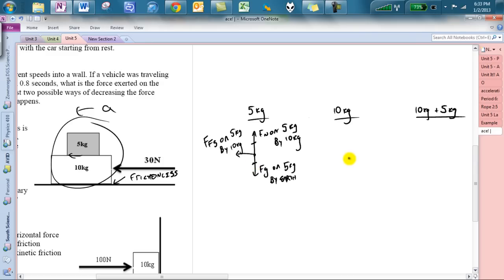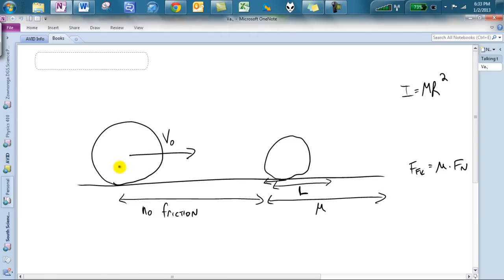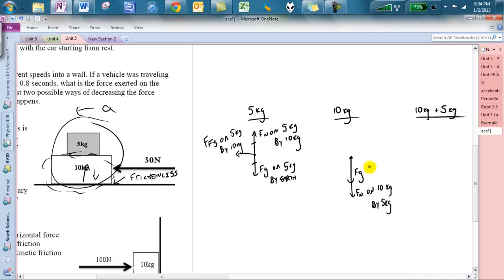The 10 kilogram box is kind of crazy. We have an Fg going down. We also, this is the one that throws a lot of people off, have an Fn on the 10 kilogram box by the 5 kilogram box. Why? Because, if you think about being the 10 kilogram box, you're being pushed up by the floor, you're going to be pushed down by the 5 kilogram box, as well as gravity. So those are the two pieces there.